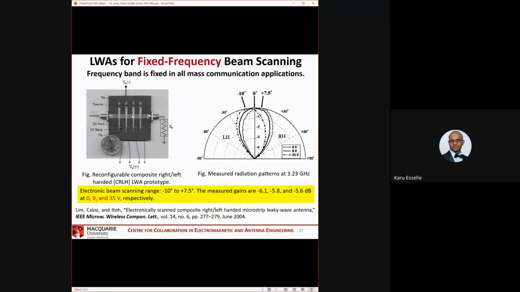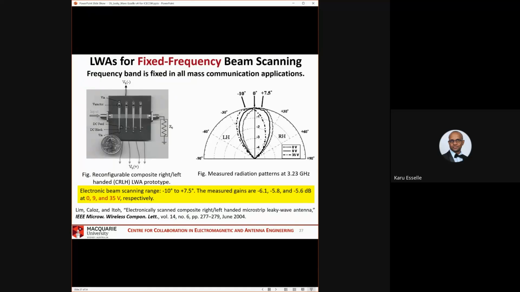Okay, going back to this topic. So you have varactor diodes. They are reconfigurable. You can change the bias of the varactor diodes. By changing the varactor bias, you can steer the beam of this antenna. Not a lot, but a little bit, without changing the frequency. The frequency is always 3.23 gigahertz. So scanning from minus 10 degrees to plus 7.5 degrees, measured gain, all negative because this is a very, very lossy antenna.